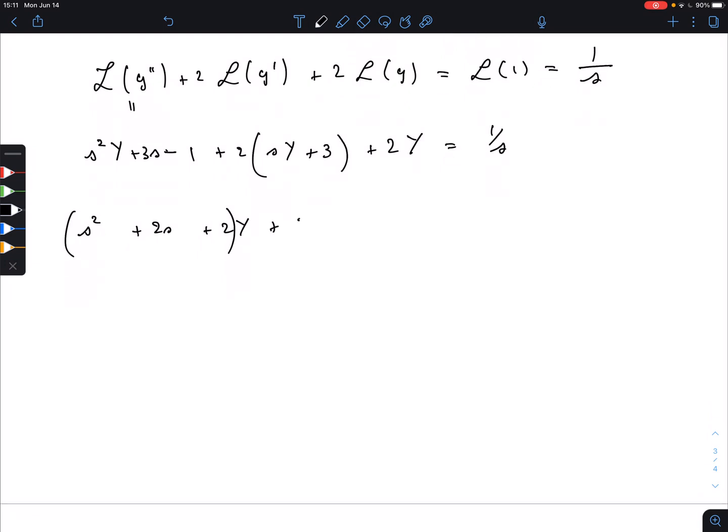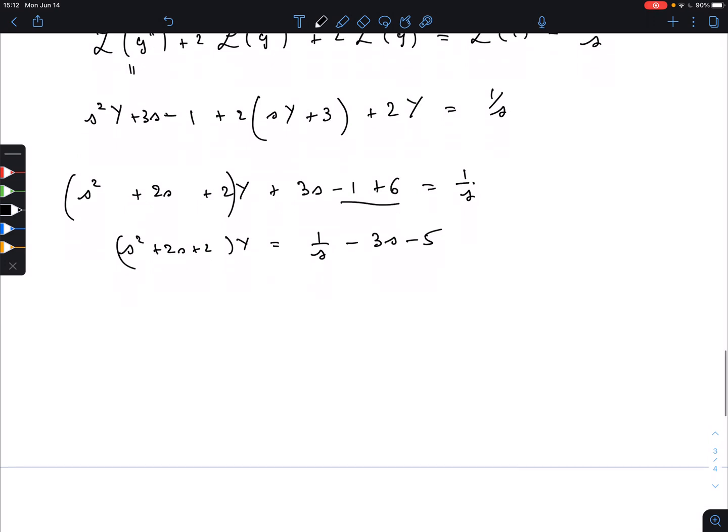What else we have? We have a true 3s minus 1 plus 6, that's it. And that is equal to 1 over s. So this is s squared plus 2s plus 2 times y equals 1 over s minus 3s, and this was plus 5, so it becomes minus 5 here. And put this on common denominator, it is 1 over s minus 3s plus 5 times s. And again, we don't expand.